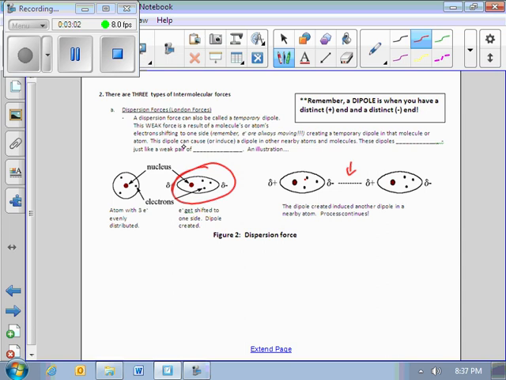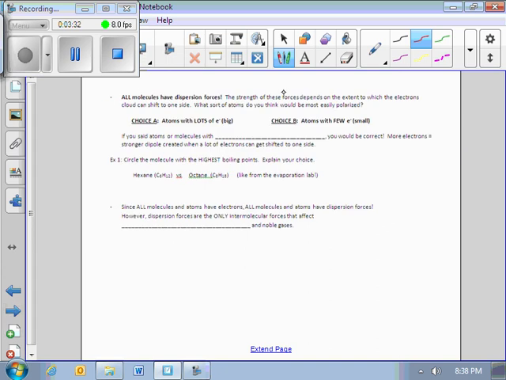Okay, so if you read through this, it's a weak force that results in a molecule or an atom's electrons shifting to one side, creating a temporary dipole. The dipole can cause or induce a dipole in other nearby atoms and molecules. These dipoles attract, just like a weak pair of magnets. So again and again, we're going to come back to this idea that IMFs are sort of like magnetic attractions between molecules. So that's your dispersion force. All right. Here's a really important piece of information. All molecules have dispersion forces. It's just whether they're stronger or weaker.